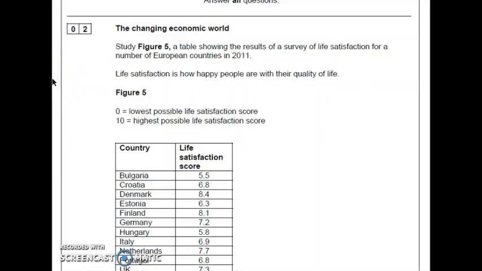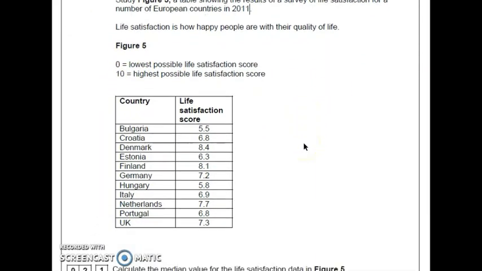Question 2. Study figure 5, a table showing the results of a survey of life satisfaction for a number of European countries in 2011. Life satisfaction is how happy people are with their quality of life. We've got a score from 0, which is the lowest possible score, to 10, the highest possible. So a list of countries and their scores next to it.